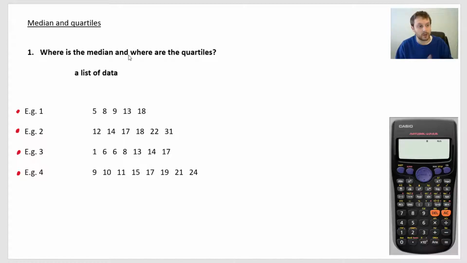of n+1 over 4, you only use it when you have a list of numbers or you have a frequency table that is not grouped. Okay, as soon as you have a grouped frequency table and it's asking you to estimate the median or it's asking you to estimate the quartiles, you do not use n+1 in that situation. Okay, you do not use n+1 in that situation.